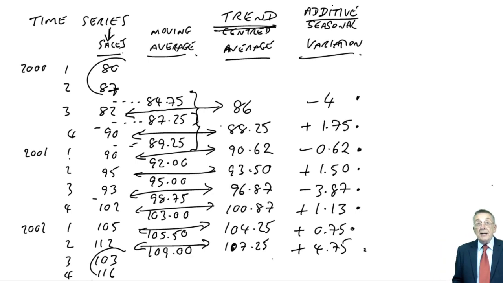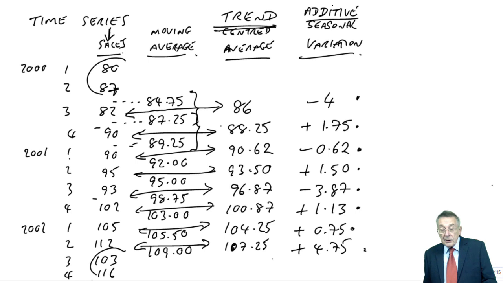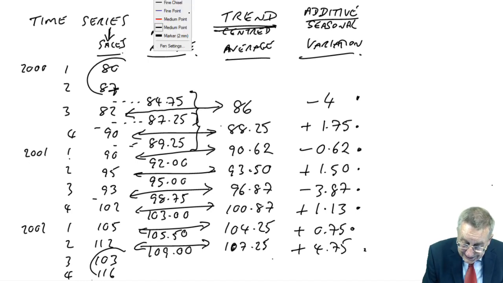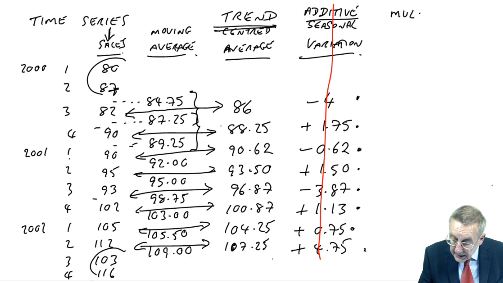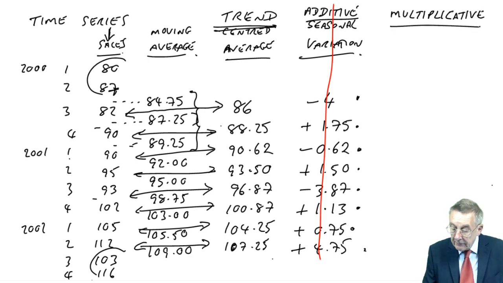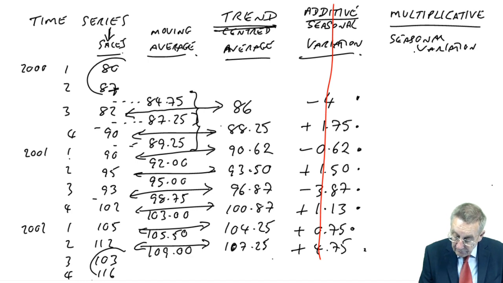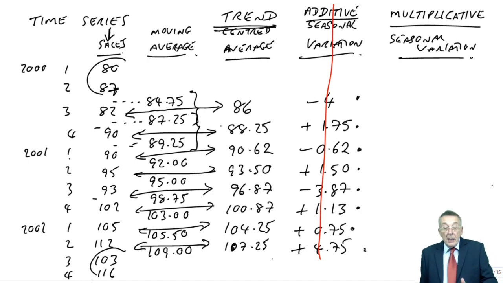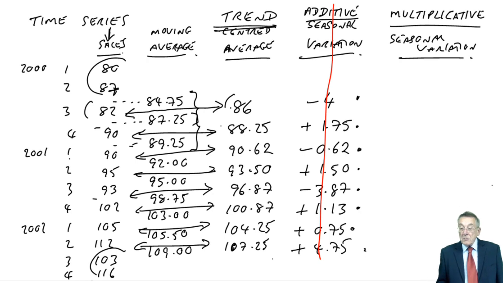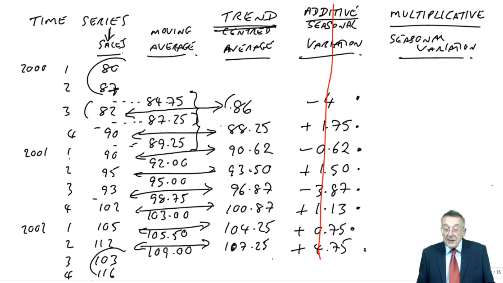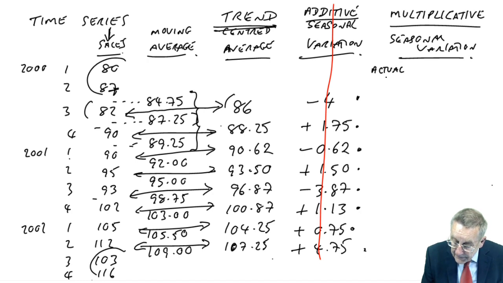The alternative, which won't take many minutes, don't worry, to take account of what I just said, is to ignore that and instead use what we call the multiplicative model. Well, I managed to spell it. And what we do instead, we're still going to compare the actual figure with the trend. But instead of just looking at the difference of 4 or whatever it is, we do it as a percentage. We take the actual divided by the trend as a percent.